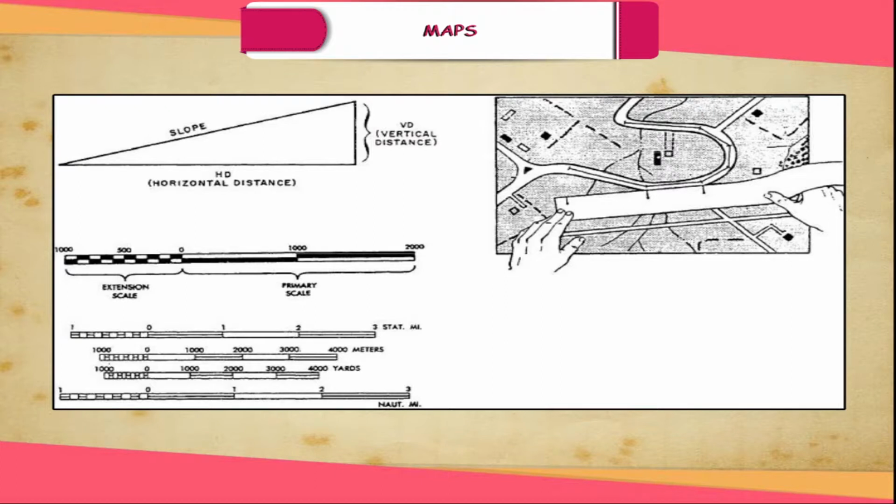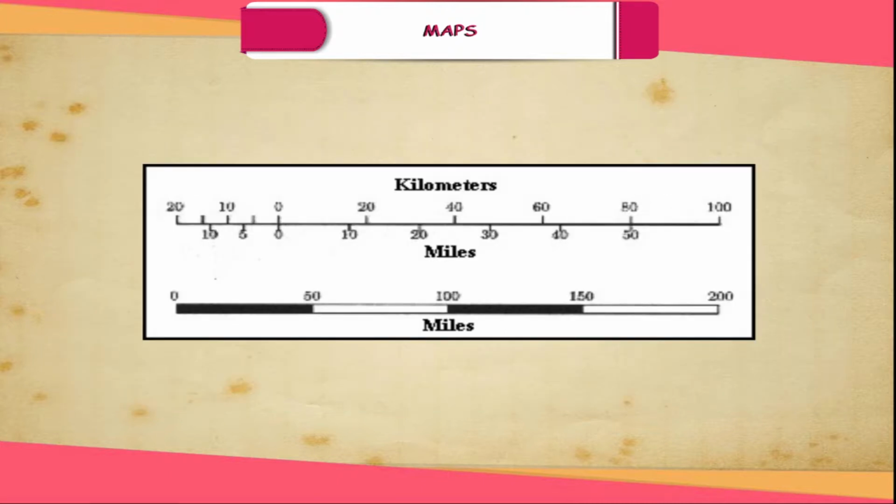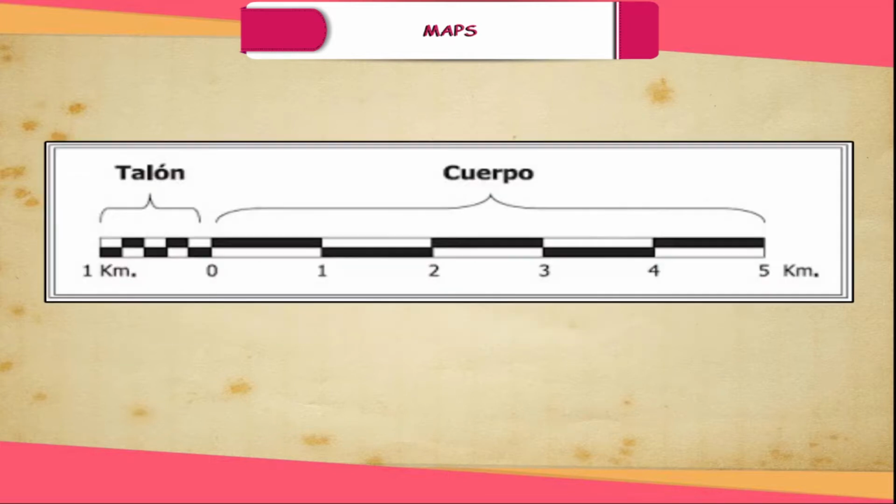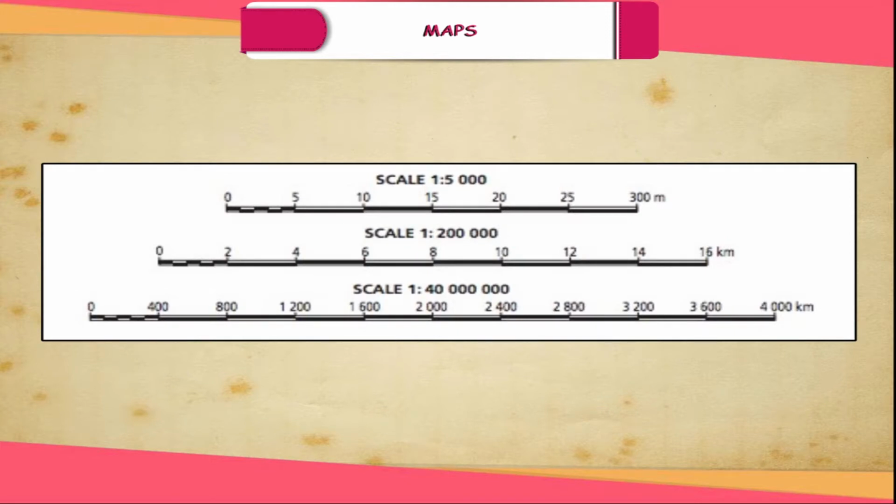If you know the scale, you will be able to calculate the distance between any two places by measuring it on a map. For example, the distance between places X and Y is 10 kilometers. If you show this 10 kilometers distance by 2 centimeters on a map, it means 1 centimeter on the map will show 5 kilometers on the ground. The scale on your drawing will be 1 centimeter is equal to 5 kilometers.